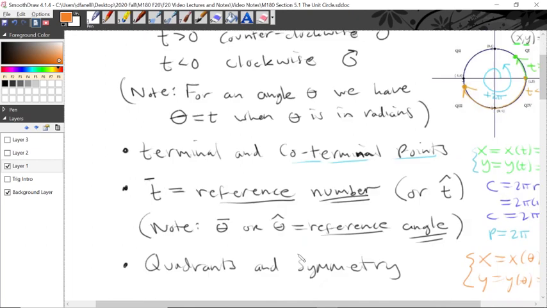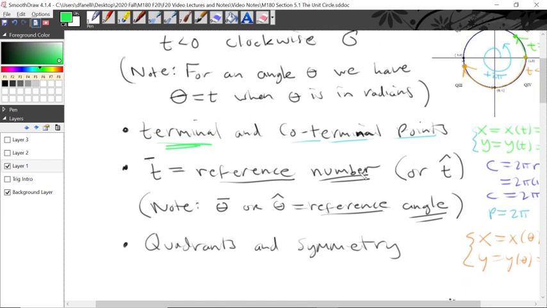Okay, so we discussed what a terminal point is. The terminal point would be the xy coordinates of the point where we end on the unit circle. Coterminal points would be two points which have exactly the same coordinates, both x and y, with different values of the input. It's possible to choose a positive value of t and a negative value of t which would end at the same point. The reference number is usually going to be notated with either t with a bar, so t bar, or t hat, t with a pointed hat on top.